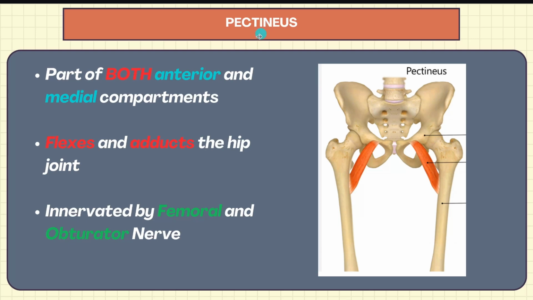Now you'll have the pectineus. The pectineus is part of both. Well, it's not really both, but it's kind of both, the anterior and medial compartment. And because it's part of both, the anterior side is going to be innervated by the femoral nerve, and the medial side is going to be innervated by the obturator nerve. And its function is to flex and adduct. So the flexion comes from the anterior, and the adduction comes from the medial.